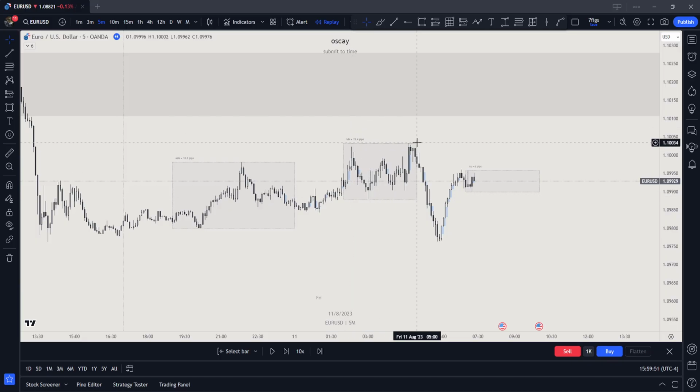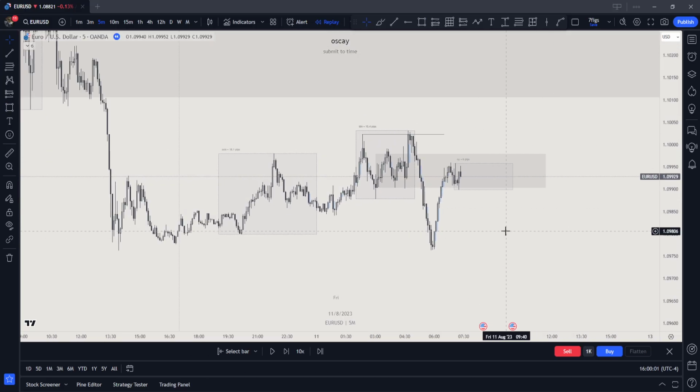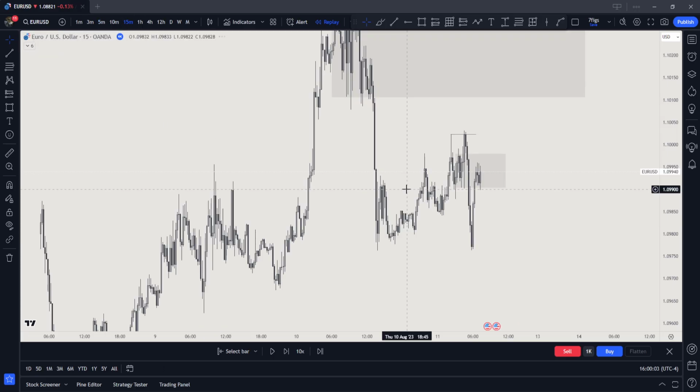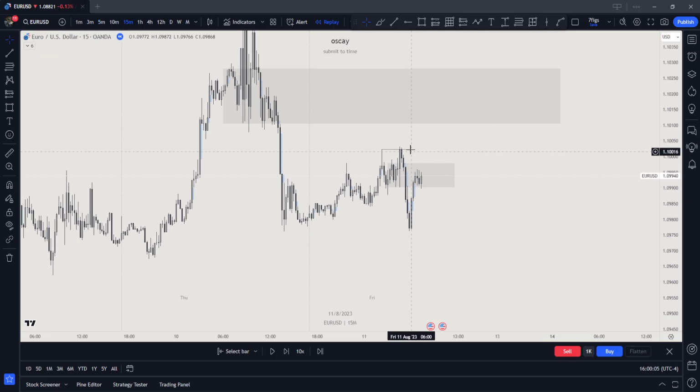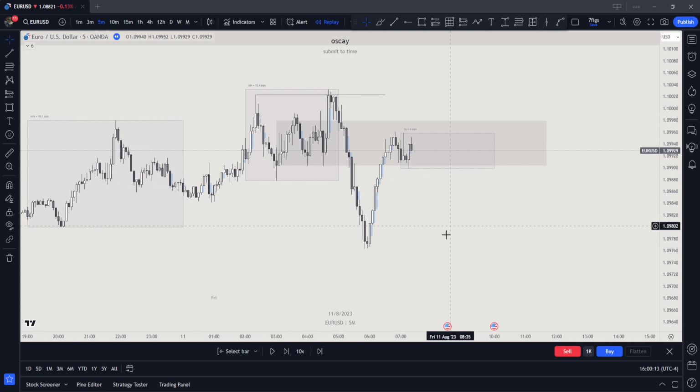High, low, higher high. Lower low displacement. This is my breaker. Because of this aggressive reaction to the upside, I would like to wait for some kind of confirmation to sell this.